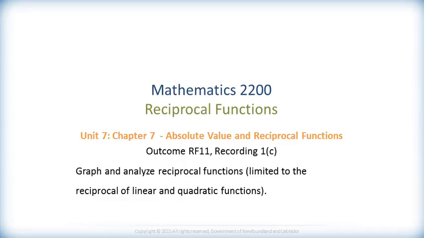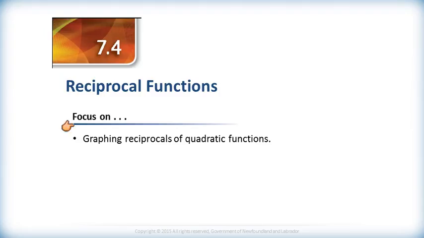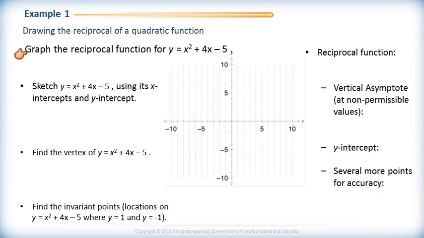You're listening to recording 1C in our series on reciprocal functions for Unit 7, Chapter 7 of Mathematics 2200. Now we're going to do the reciprocals of quadratic functions. In this example, we're asked to graph the reciprocal function for y equals x squared plus 4x minus 5.